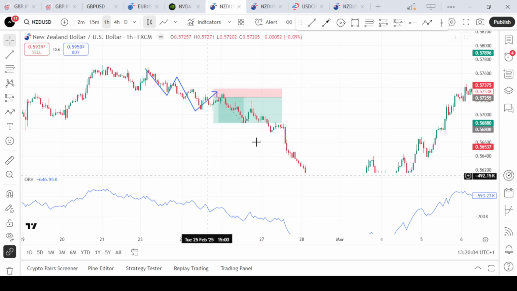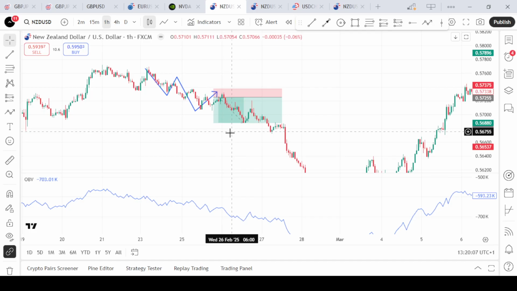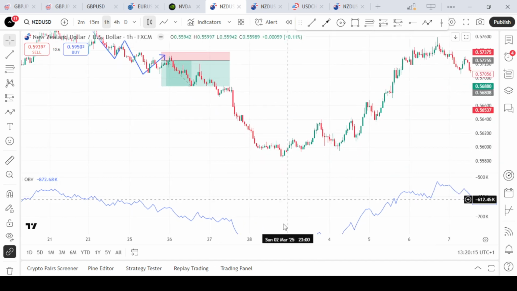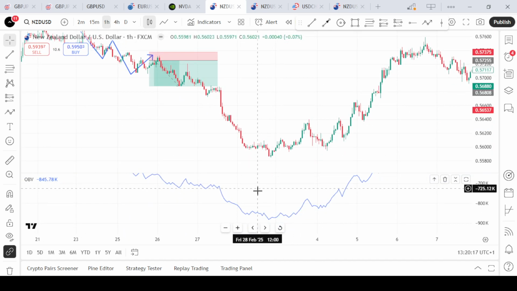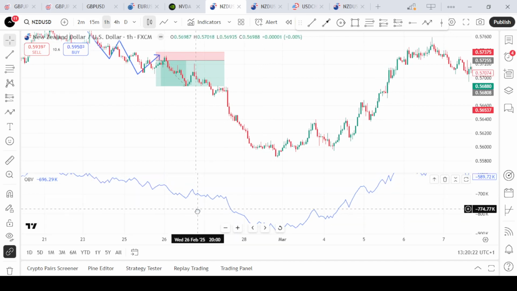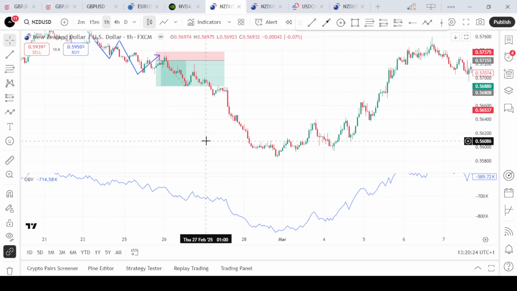That's where you set your stop loss, and for your take profit you can exit using the OBV indicator too. Once you spot a divergence between price and the OBV, you can decide to exit your trade, or you can exit at a fixed risk to reward of 1:2 or 1:3, as the case may be.